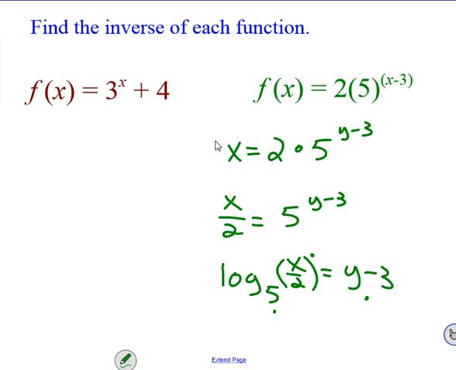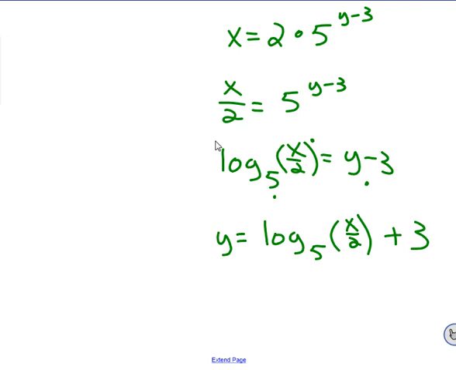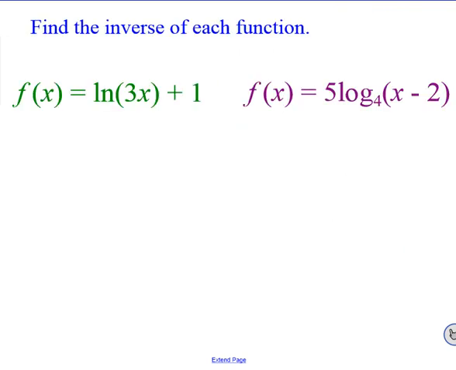And so the final step to get y alone is to undo the subtracting 3. And I would say y is log base 5 of x divided by 2 plus 3. So that's what I would get if I would add 3 to both sides. So the inverse of exponential functions will be a log function.